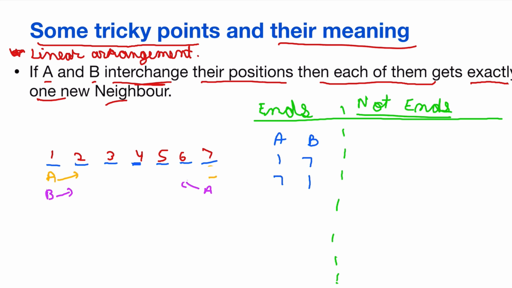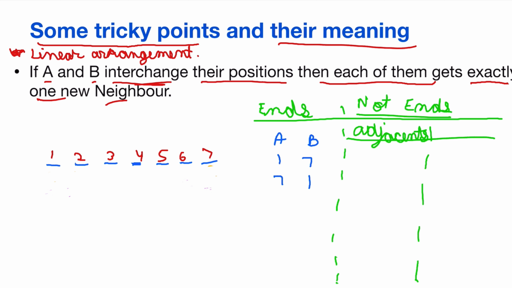Okay. Now let's talk about when we are thinking of not ends. When we are talking about not ends, where can we place A and B? In not ends, there are 2 ways I can place A and B, right? First would be adjacent. If they are not at ends, then they might be adjacent or they might be at gaps.